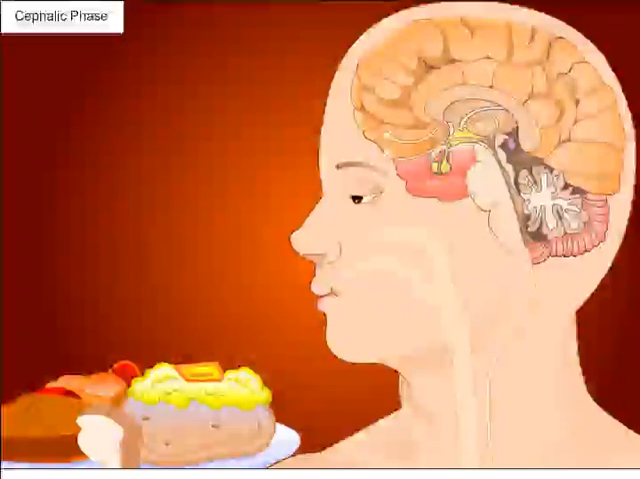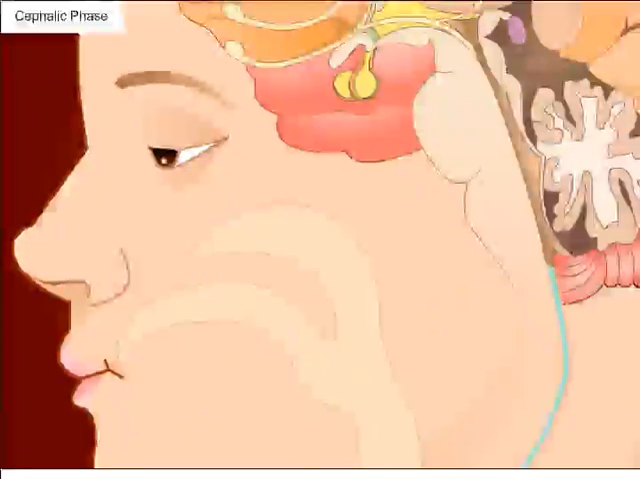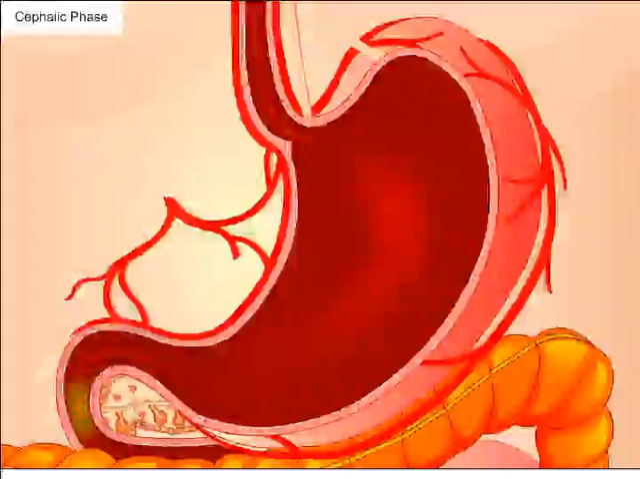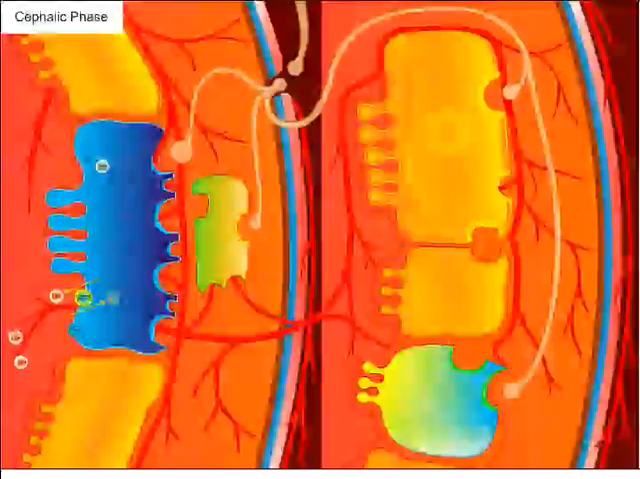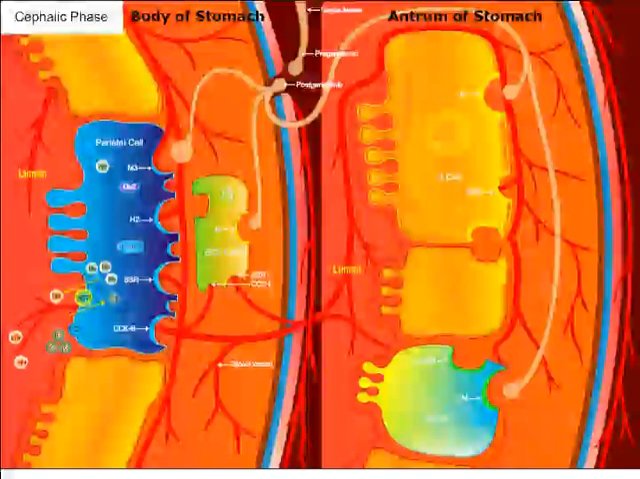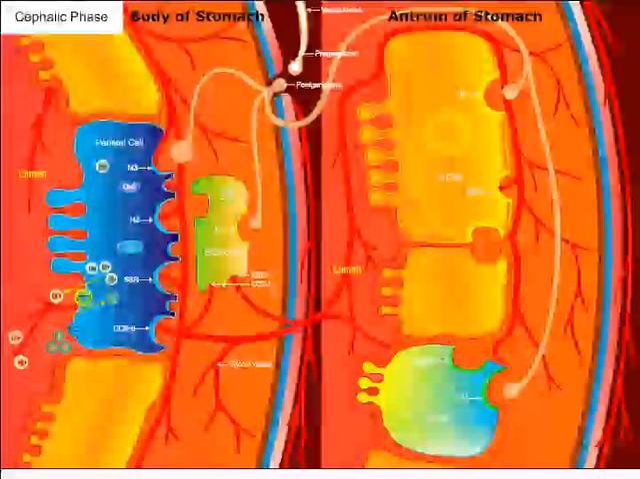Signals from these different stimulated centers are transmitted through the dorsal nuclei of the vagal nerve to the enteric nervous system of the stomach wall and gastric glands. Let's take a closer look at the body and antrum of the stomach. On the right is the antrum of the stomach, while the body of the stomach is shown on the left.